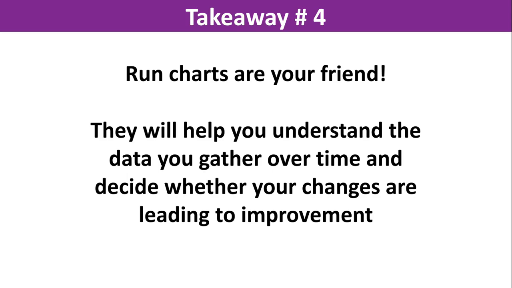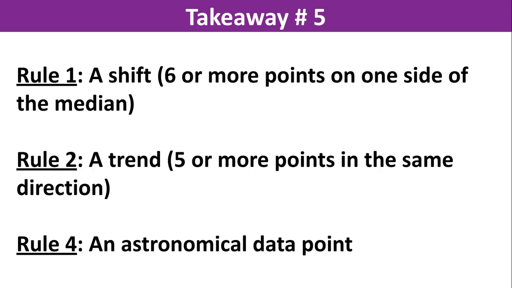When this happens, our improvement data is at risk of falling into quality assurance data and not data for learning. It's our data that sets the pace for our improvement work, telling us when we need to tweak things, or indeed when we've been successful and then can move to the next aspect of writing. So here's your final takeaway. Remember that Rule 1 is a shift, Rule 2 is a trend, and Rule 4 an astronomical data point.